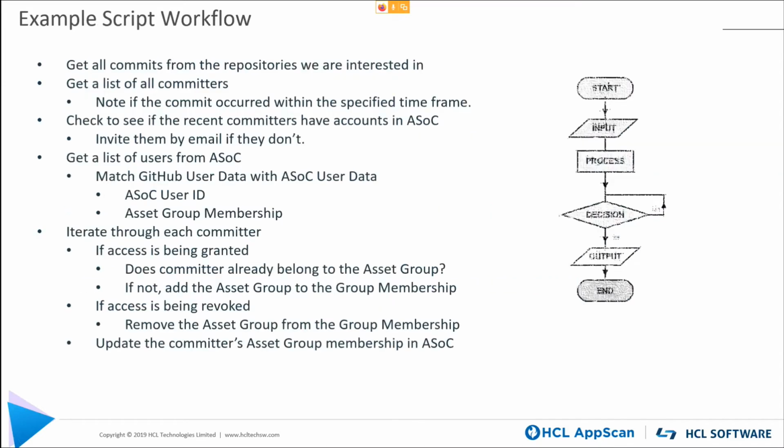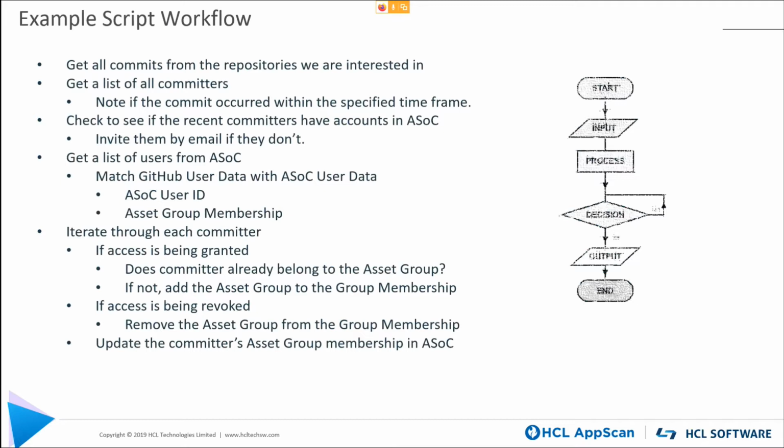So how did I actually do this? This is more of a pseudocode, or in plain English, how I accomplish the workflow. First of all, we have to get all the commits from the repositories we're interested in, get a list of all the committers from that repository, and then note if the commit occurred within the specified time period. In my example, it's 30 days. You have to check to see if those committers have access to ASoC, and if they don't, invite them.